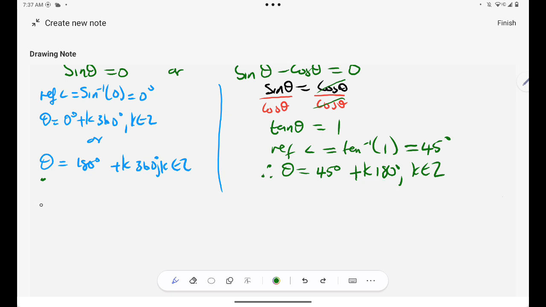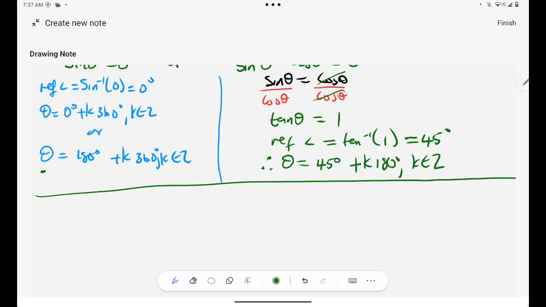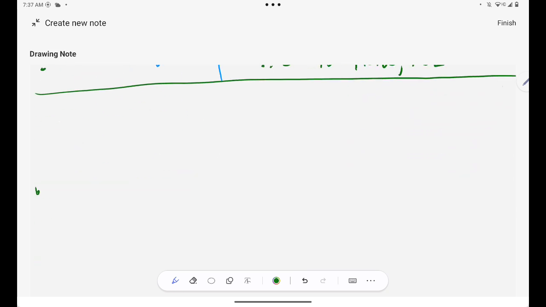Okay, let's do another one. Let's say we had one over cos squared theta minus sine squared theta is equal to 1 minus sine theta plus tan squared theta, right?